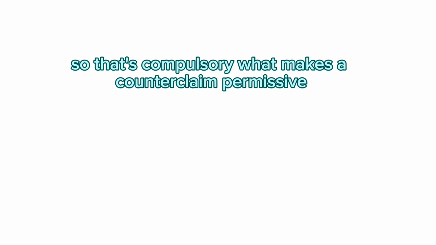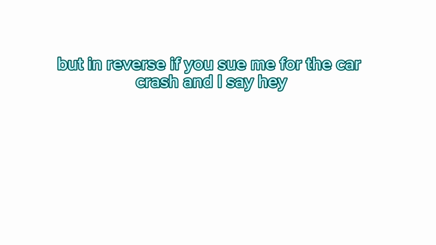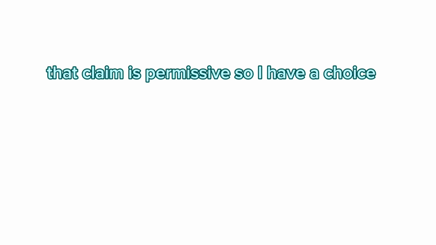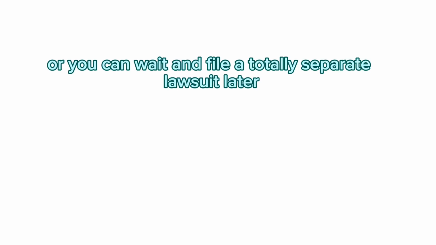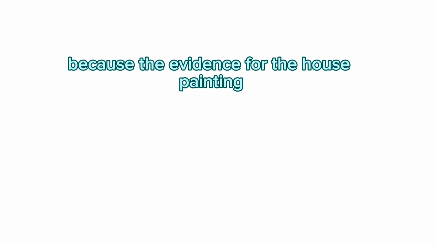So that's compulsory. What makes a counterclaim permissive? That's under Rule 13(b). A permissive counterclaim is one that does not arise from the same transaction or occurrence. It's like your lawnmower example, but in reverse. If you sue me for the car crash and I say, hey, by the way, completely unrelated to the crash, you breached a contract to paint my house last year, that claim is permissive. So I have a choice. I can bring it now or not. Exactly. The defendant has discretion. You can bring it now if it's convenient, or you can wait and file a totally separate lawsuit later. You won't lose the right to sue by waiting because the evidence for the house painting has nothing to do with the evidence for the car crash.